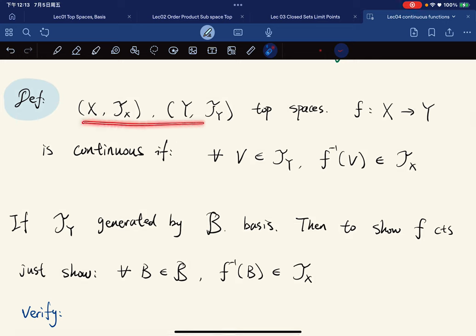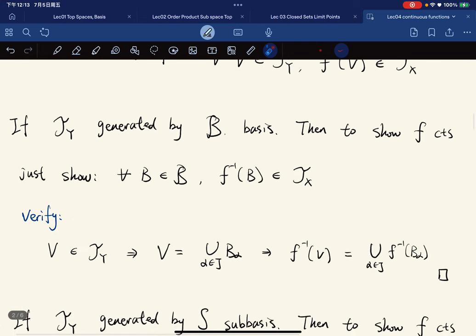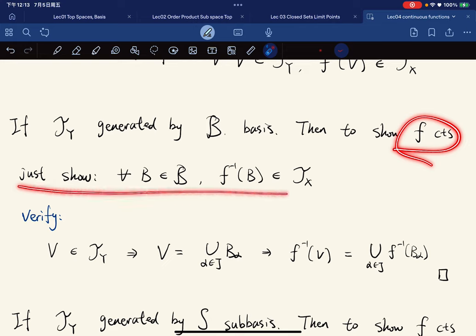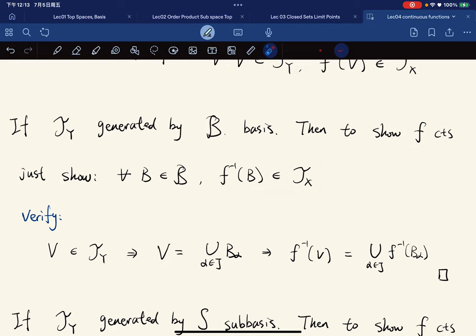Given two topological spaces X and Y and a function f from X to Y, f is continuous if for any V open in Y, the inverse image is open in X under f. Okay, so we call f continuous. And if the topology is generated by a basis, then to show f is continuous, it suffices to show that the inverse image under every basis element is open.